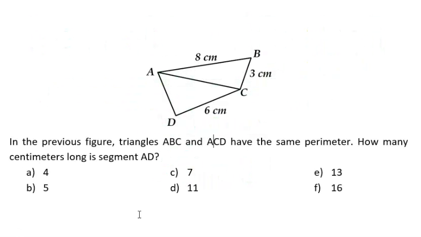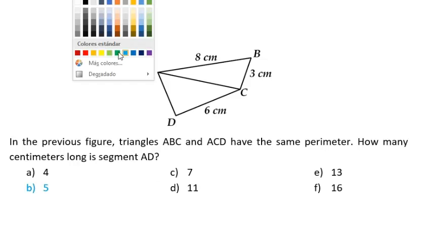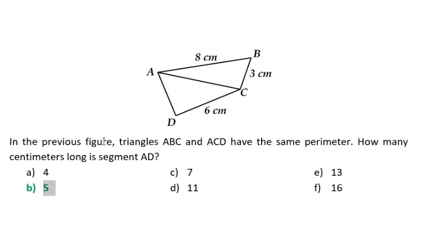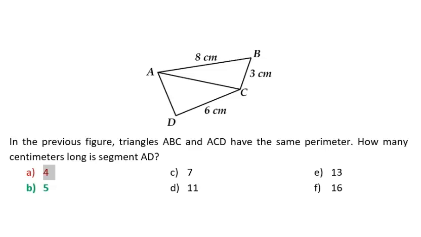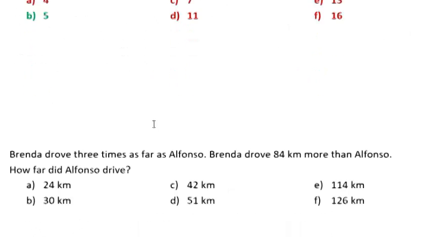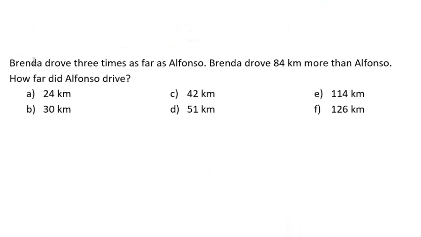Now, what was the question of the exercise? How many centimeters long is segment AD? Oh, okay, 5. So I got the answer. It's 5 centimeters long. So the other answers are not correct. Those would be false. So the correct answer will be 5 centimeters. Okay, let's see this other exercise now.